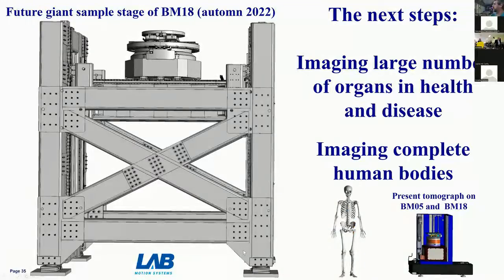But hopefully by autumn, or let's say the beginning of winter, we should have the final sample stage of BM18, which is this gigantic system. So basically, we want to go from 30 organs per year to something like 200 or 300 organs per year. And the final step will be to go to imaging of complete human bodies with the quality of synchrotron phase contrast. The idea is that we will use the data from the synchrotron to train algorithms to make medical machines more efficient, by comparing the data from the same body with medical CT imaging and with synchrotron imaging.